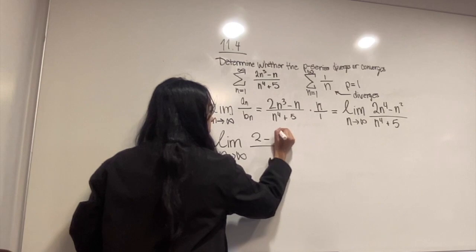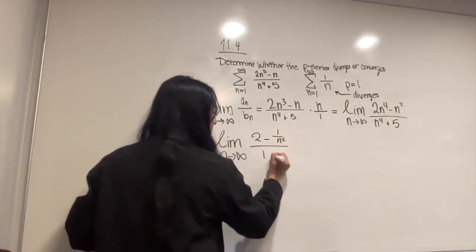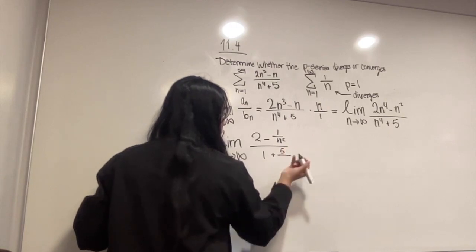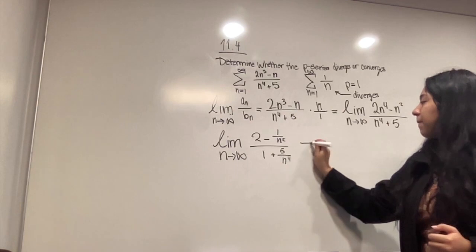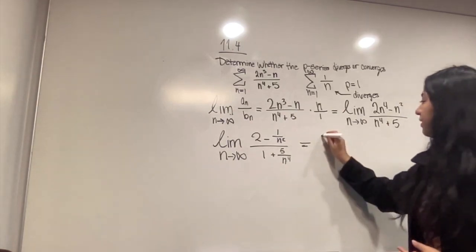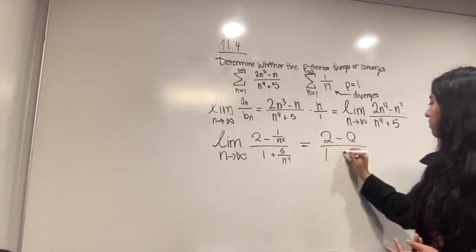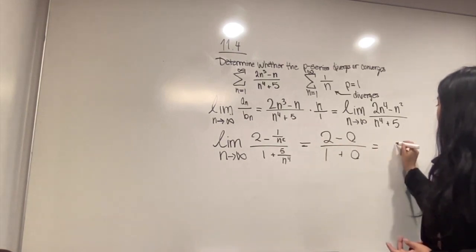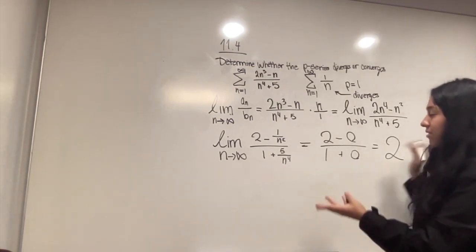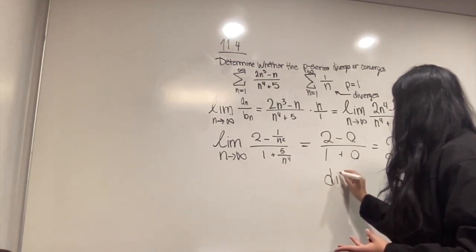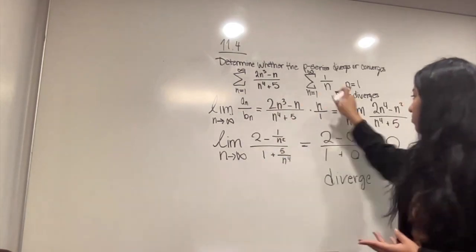Minus squared and 1 plus 5 over n to the 4th. This will turn out to be 2 minus 0 over 1 plus 0. And we're going to get a constant of 2. And because it is a constant, that means that this diverges. And both this and the simple series diverge.